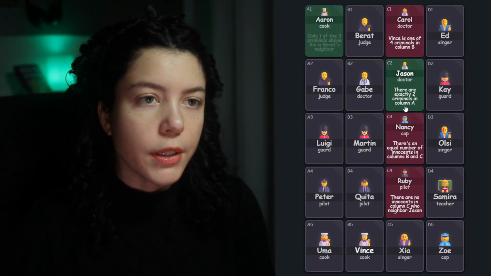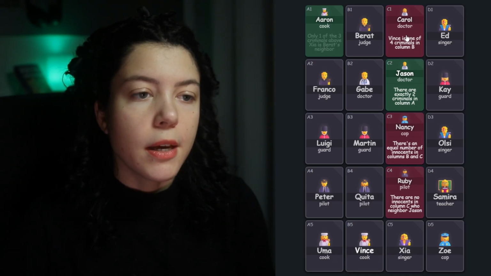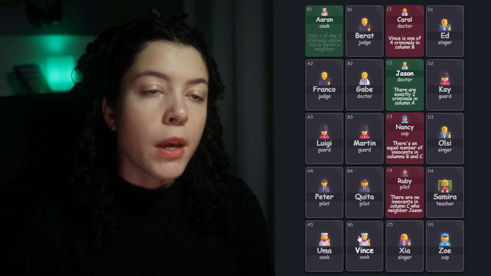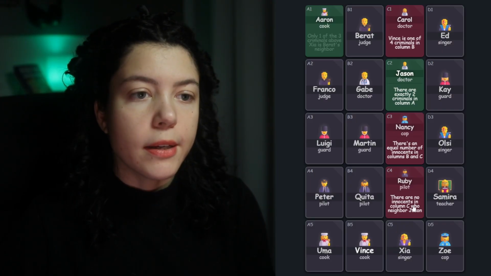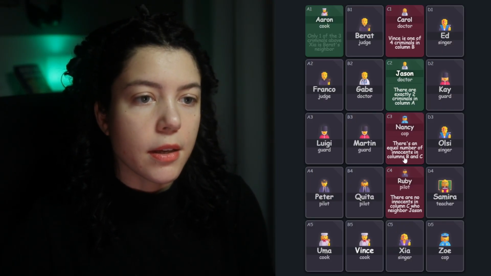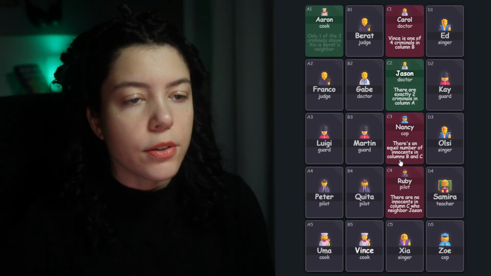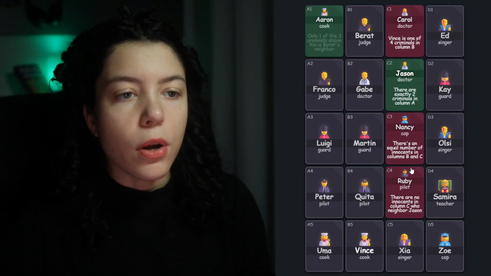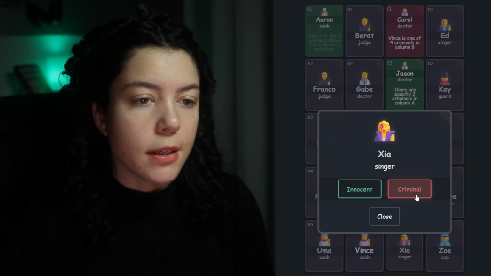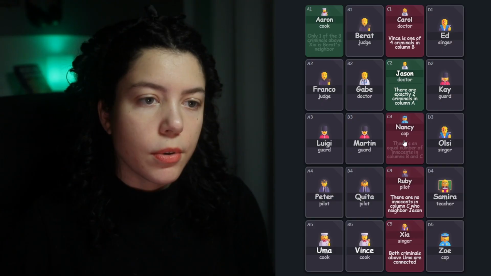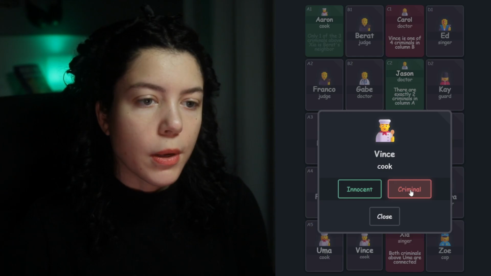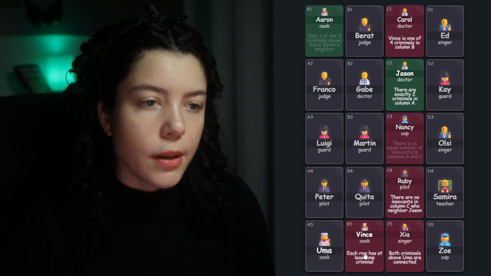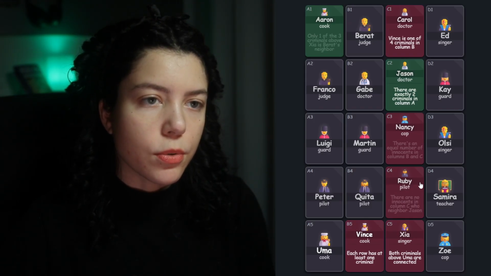Now, Carol says Vance is one of 4 criminals in column B. So now we know the total of criminals in column B, which means we know the total of criminals in column C, right? Because Nancy said there's an equal number of innocents in columns B and C. So that means there's an equal number of criminals as well, and 4 is that total. So we know we need a 4th criminal here in column C. That has to be Sia. Now we don't need Nancy's clue anymore, I guess. Carol says that Vince is a criminal, so we assign him that role. And we still have 1 innocent to find. But we don't need Ruby's clue anymore.